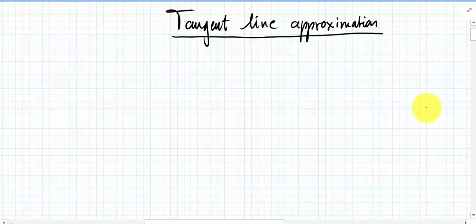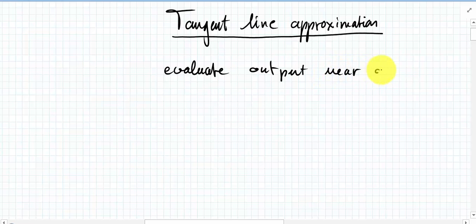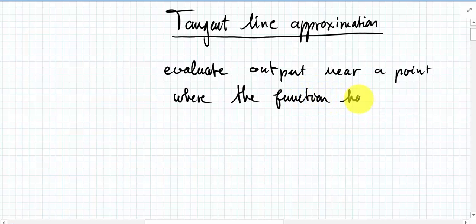It's a technique to evaluate the output of a function near an input where the function is differentiable. What did I just say? It's a technique to evaluate the output of a function near a point where the function is differentiable. That means what? That means it has a derivative. How do we do this?